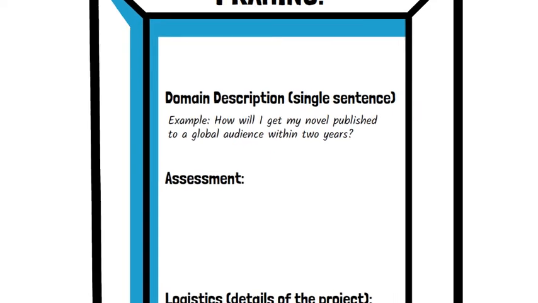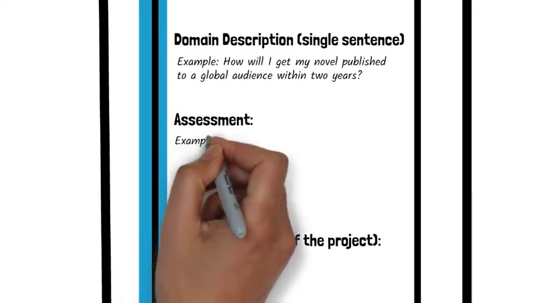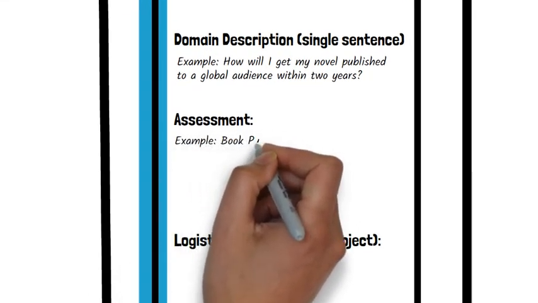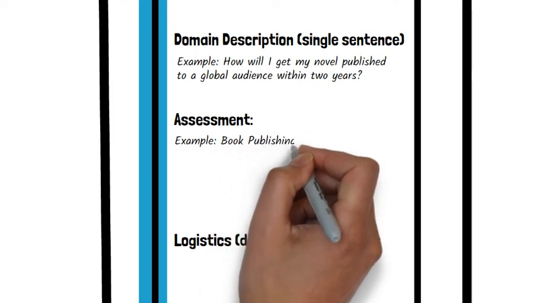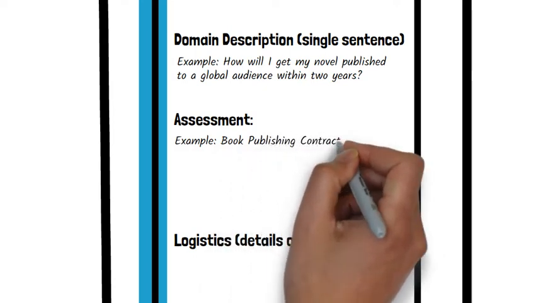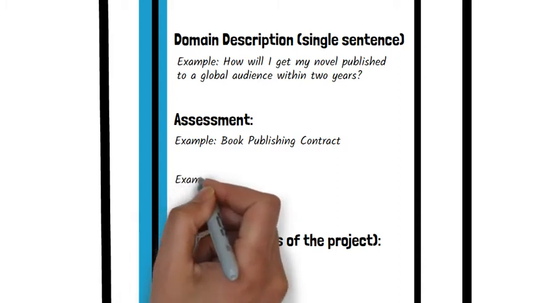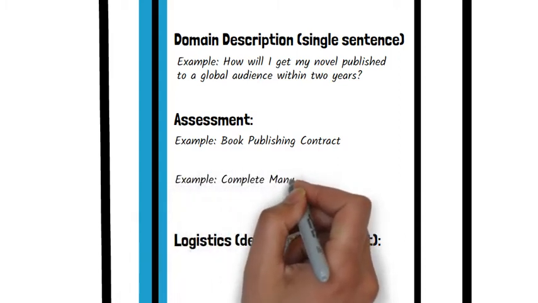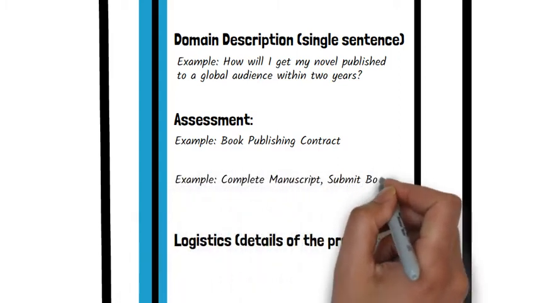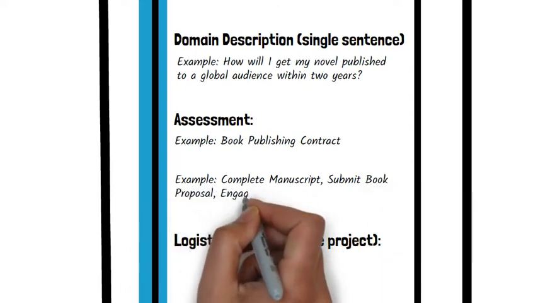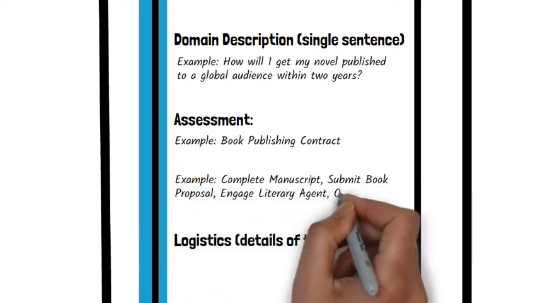The second step is the assessment. This also has 2 parts: expected outcomes and measures to assess achievement. For my novel, the expected outcome is a book publishing contract. And the measures to achieve that success are to complete the manuscript, submit the book proposal, engage a literary agent, and finally to receive a publishing offer.